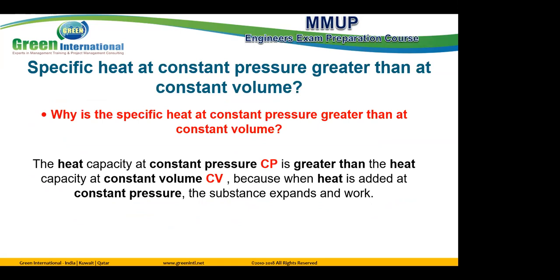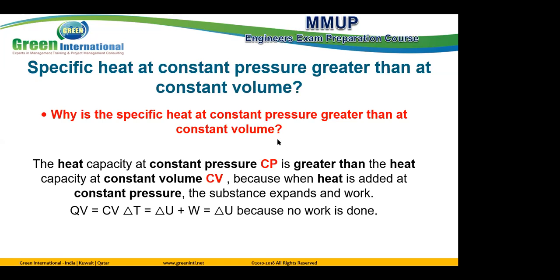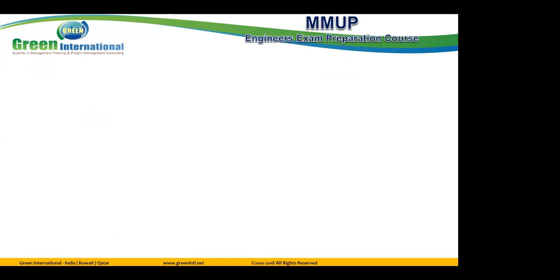Why is the specific heat at constant pressure greater than the specific heat at constant volume? Easy. Why is it greater? Because the heat is added at constant pressure and the substance expands and does work. The heat capacity at constant pressure is greater because the heat is added at constant pressure and the substance expands and does work.